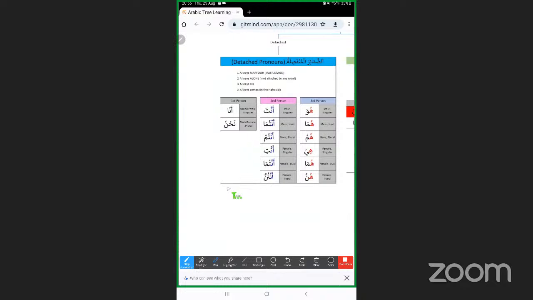In some books, the stages are called rafa stage, nasab stage, and jar stage. Nasab, rafa and jar can also be written as marfu, mansub, and majroor. The name is changing, but the things remain the same. Call a rose by any name, it will remain a rose.